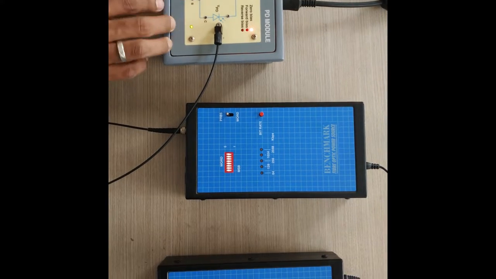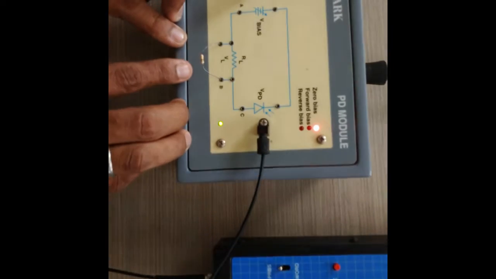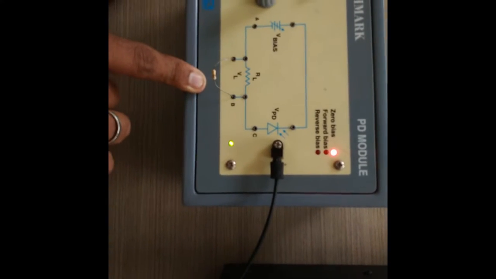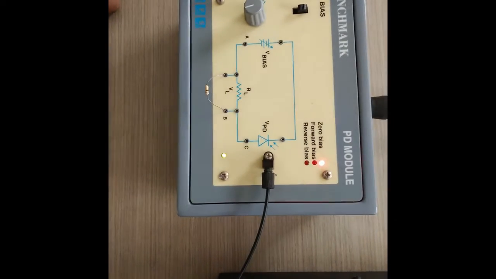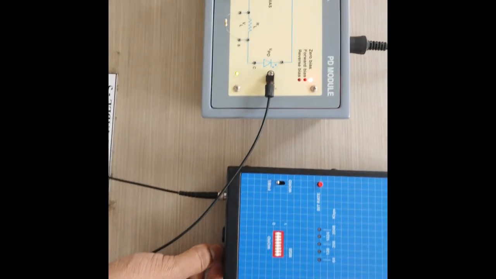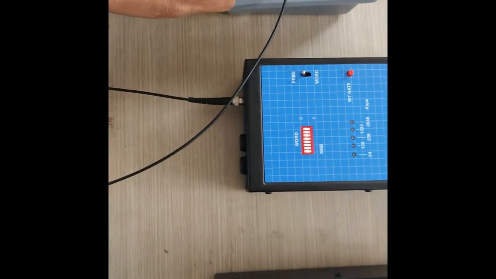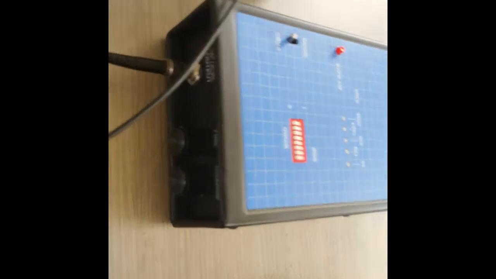Here I have connected a 1 mega ohm resistor as a load. So by varying this power value, I am going to measure the output voltage using a multimeter.